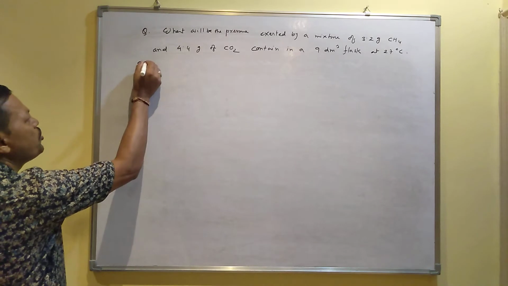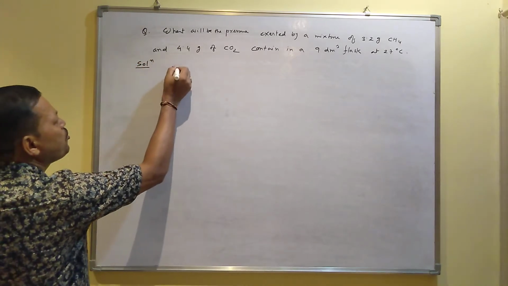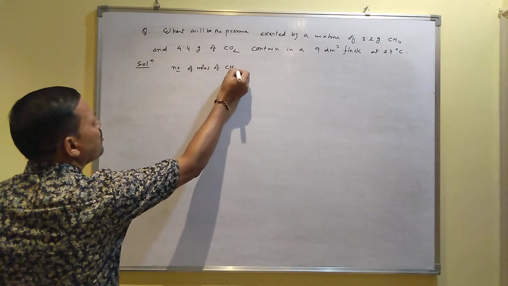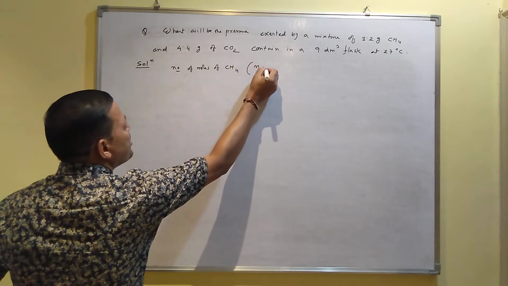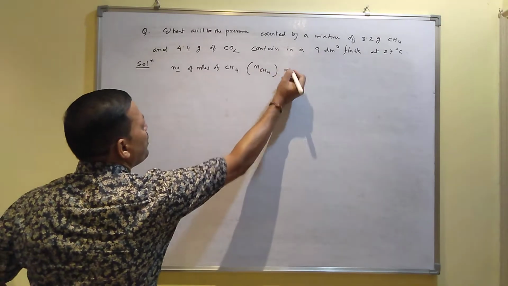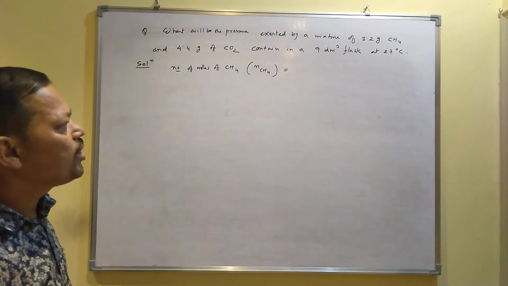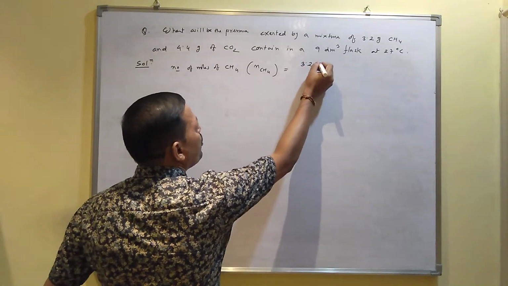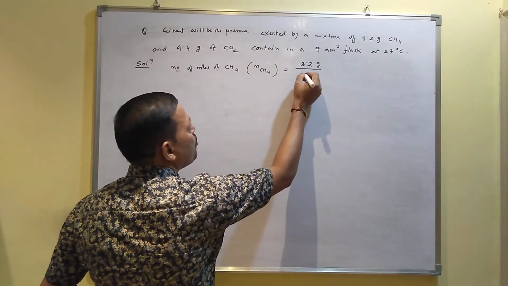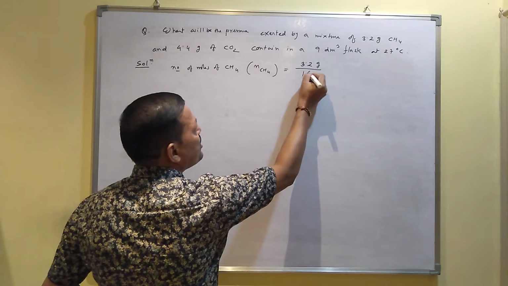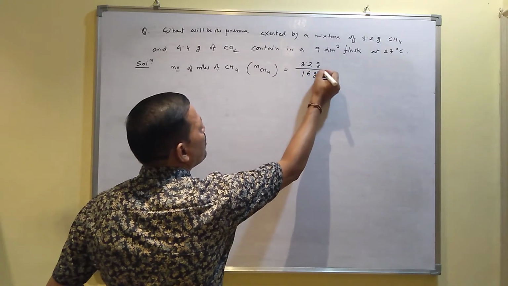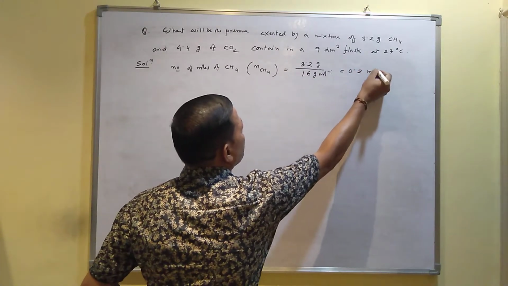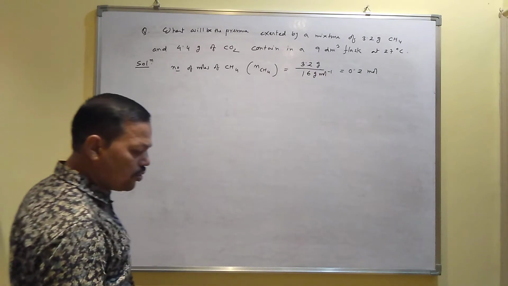To do this numerical, first you have to find the number of moles of methane, represented by n CH4. As you know, to determine the number of moles, the formula is given mass divided by molar mass. The given mass is 3.2 gram and its molar mass is 12 plus 4, 16 gram per mole. So ultimately you will get 0.2 mole. Gram cancels, and the unit turns to mole.